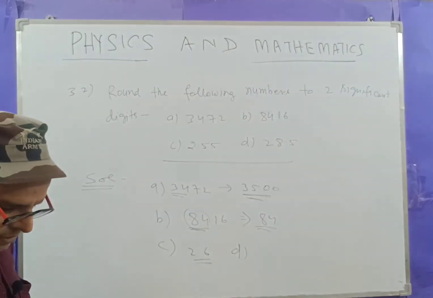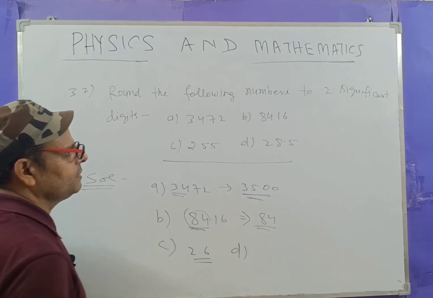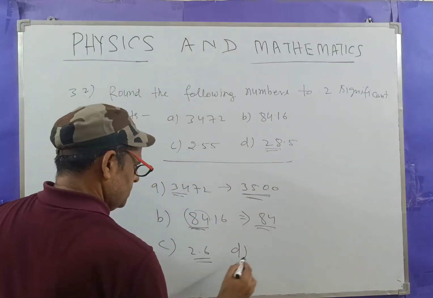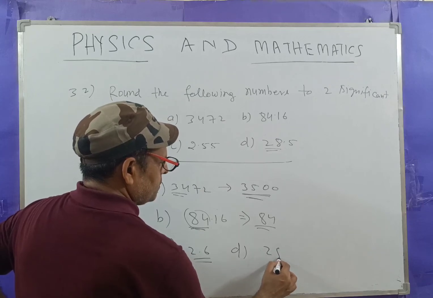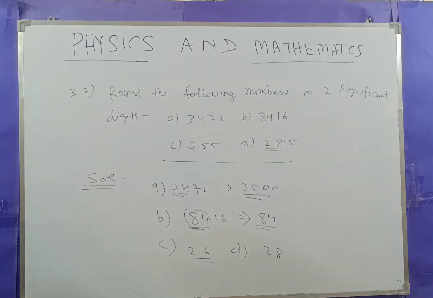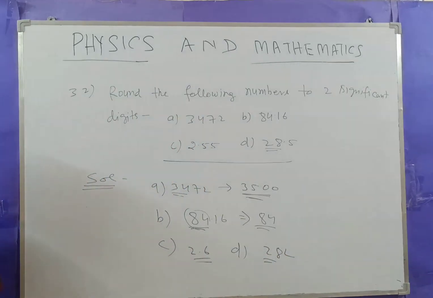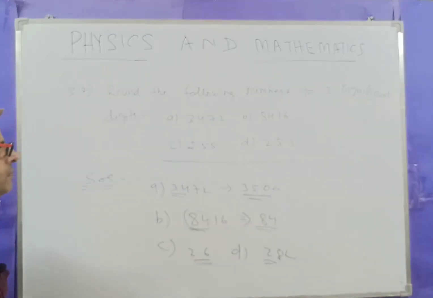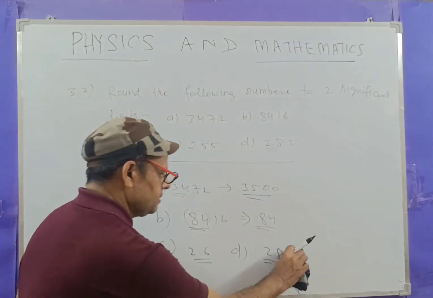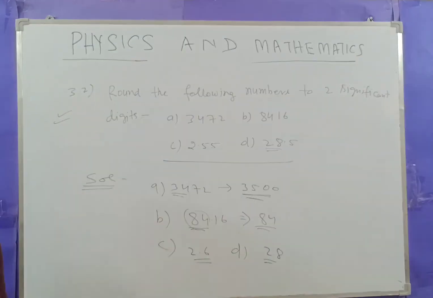The third one is how much? 28.5. There is no repetition of 5 and up to 2 digits only, therefore it is 28 only. It is okay. This is the answer here. As per the rule I have written all the answers. This is 28. So question number 32 is completed now.